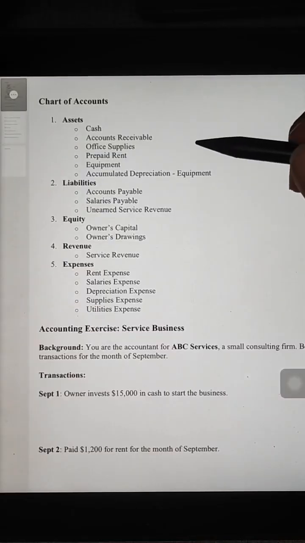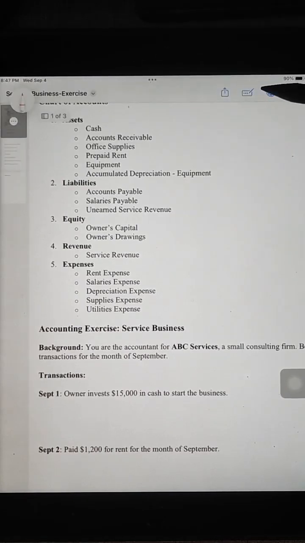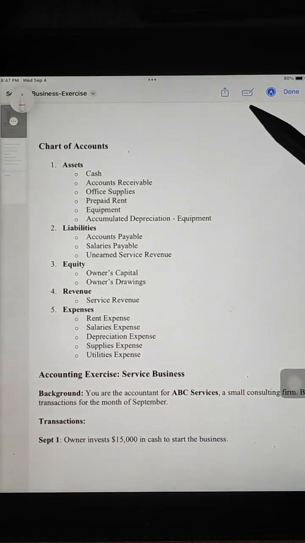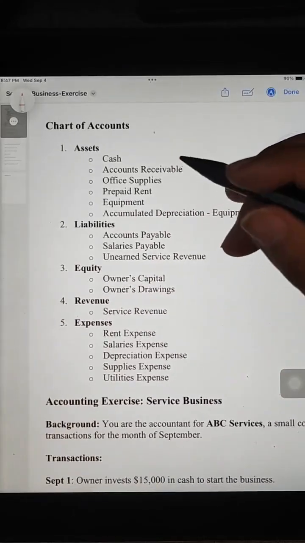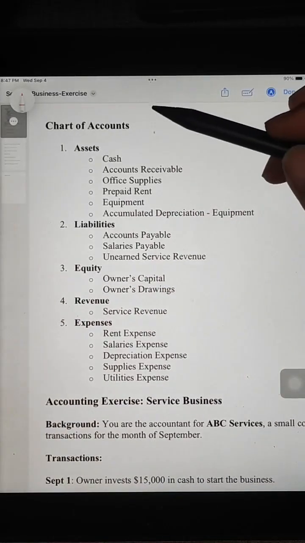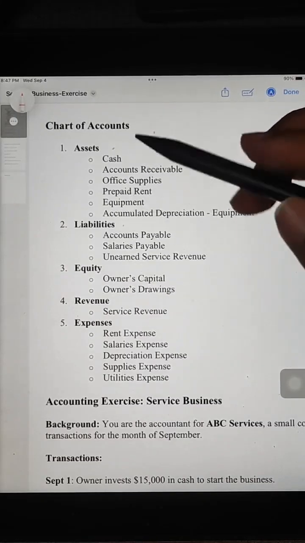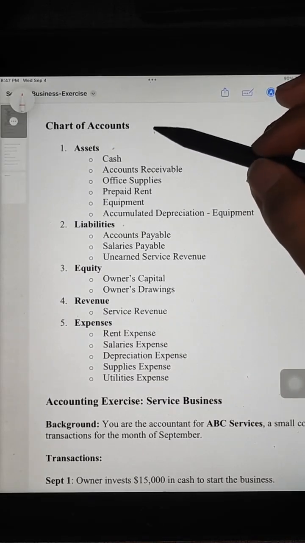For this discussion, we will have our chart of accounts here so that we won't have a hard time identifying the accounts that need to be debited or credited. Again, we have to familiarize ourselves with the different accounts, coming from the assets, liabilities, equity, revenue, and then expenses, and the specific accounts under them.